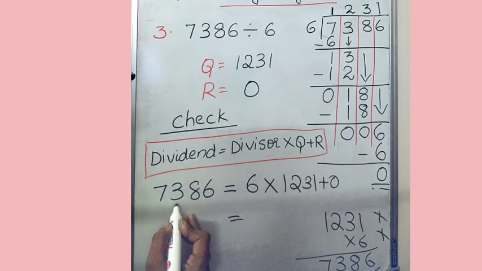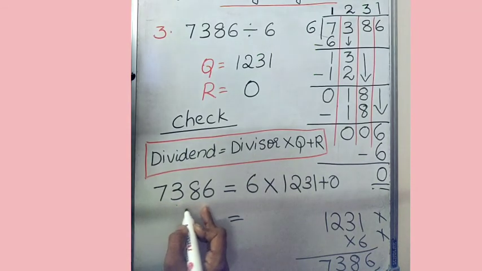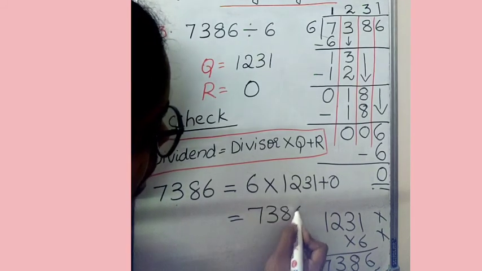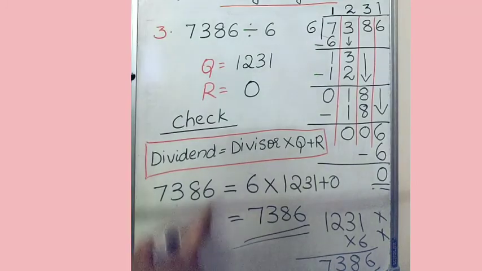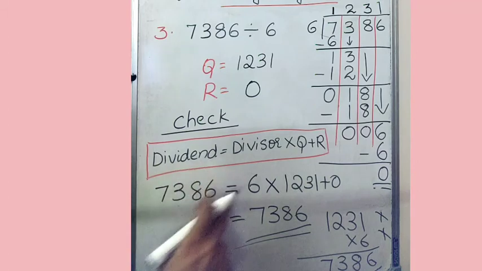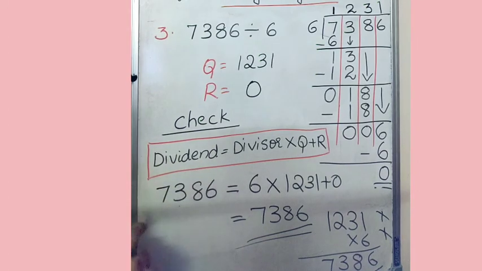7386. Here the dividend equal to 7386 and we got the answer also 7386. So our division is correct. Like this you have to check the answer. I will give it for homework. You have to check the answer by this method. You have to write down the equation also.